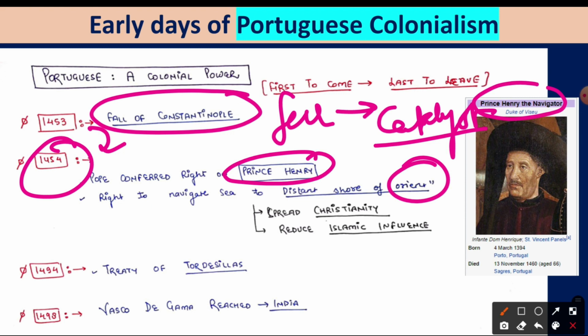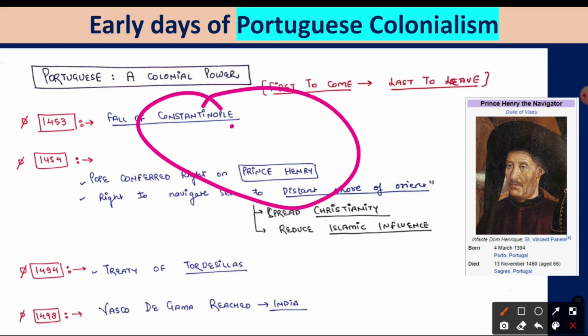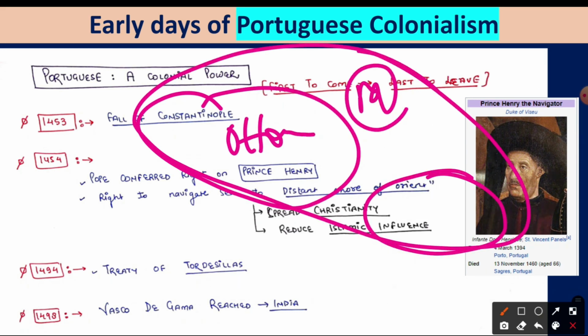The idea was, first of all, to spread the Christianity. So there was a Pope. When Pope is there, obviously some religious purpose will be there. And secondly, to reduce the Islamic influence. Because now that much area is now Ottomans are going up. From Arabia to Ottoman, these are all the Muslims controlled area now. Right?